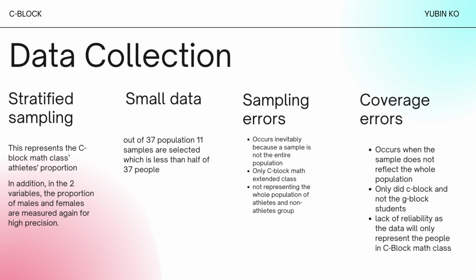Coverage errors are shown as I have only collected data from C block and not the whole grade's students, which is a lack of reliability of the data. Coverage errors can introduce bias into conclusions because the sample may not accurately represent the target population. If certain groups are systematically excluded or underrepresented, the conclusion drawn from the sample may be skewed or fail to capture the true characteristics of the population, which is athletes and non-athletes in the extended math class. This can lead to biased estimates, inaccurate inferences, and limited external validity.